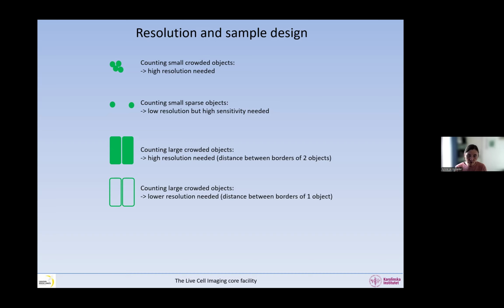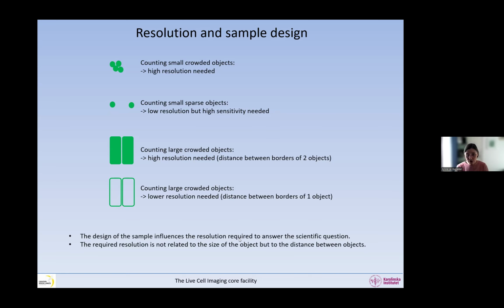If you have objects that are very crowded, you want to try and find strategies to identify them in a way that makes it easier and more robust. So the design of the sample influences the resolution required to answer the scientific question. And the required resolution is not so much related to the size of the object, it is more related to the distance between the objects. Again, if you have one object, even if it's very small, you can detect it without a high resolution.